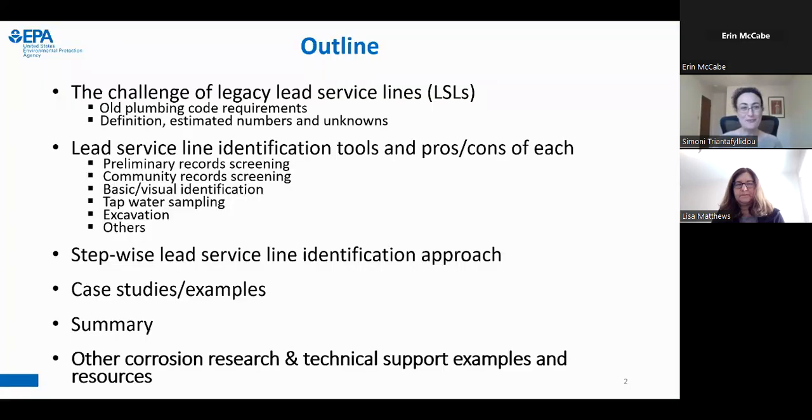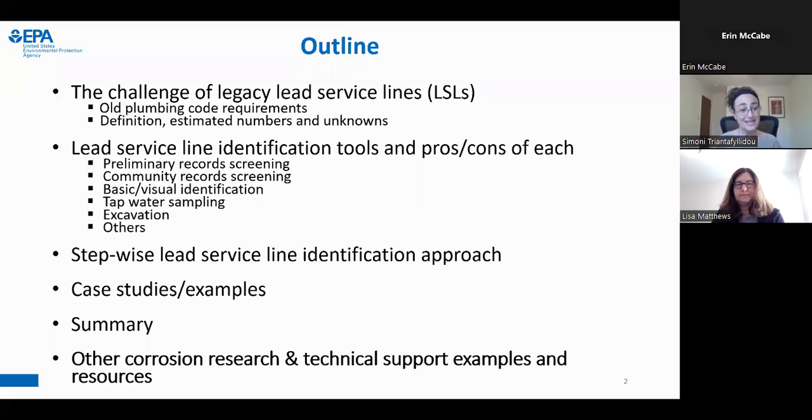So this is our roadmap for the webinar today. We're going to start off with the challenge of legacy lead service lines, or LSLs. We're going to move on to some lead service line identification tools and specifically pros and cons of each. And I will then introduce to you our suggested stepwise lead service line identification approach as a framework to identify lead service lines or start a service line inventory. I'll then present some examples, basically 2 case studies to see how that framework fit to different situations. And I'll then sum up all the information.